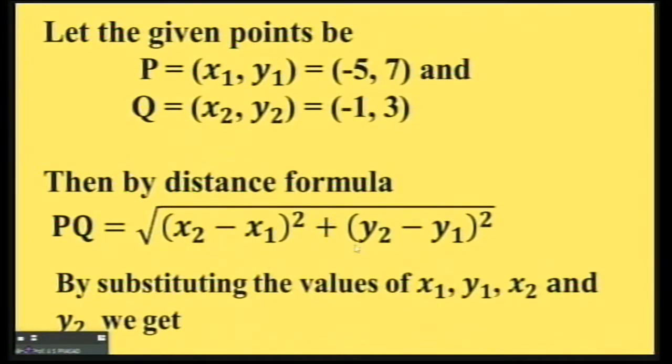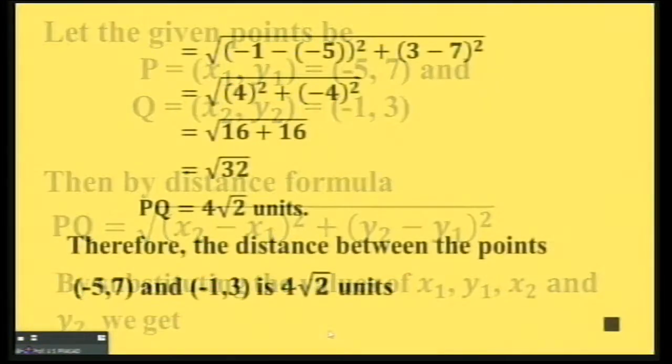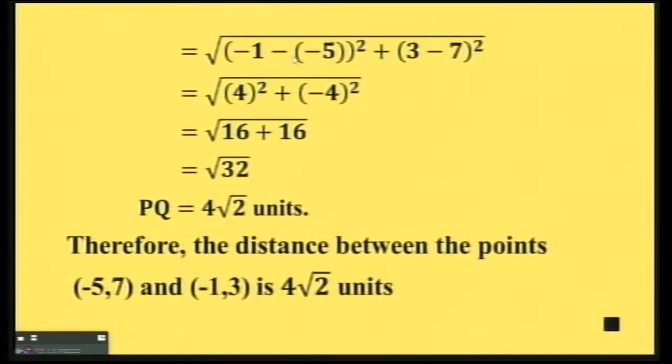Similarly, you can take y2 minus y1 or y1 minus y2, because their squares will have no change in the final answer. So by keeping that in your mind, by substituting the values of x1, y1, x2 and y2, we get the square root of (minus 1 minus of minus 5) whole square plus (3 minus 7) whole square. Here I am not putting any condition as we observed in the beginning, because we are working in terms of squares. That's why when we take the square, the value is always positive. That's why I don't have any problem. That is the clarity we have to observe.